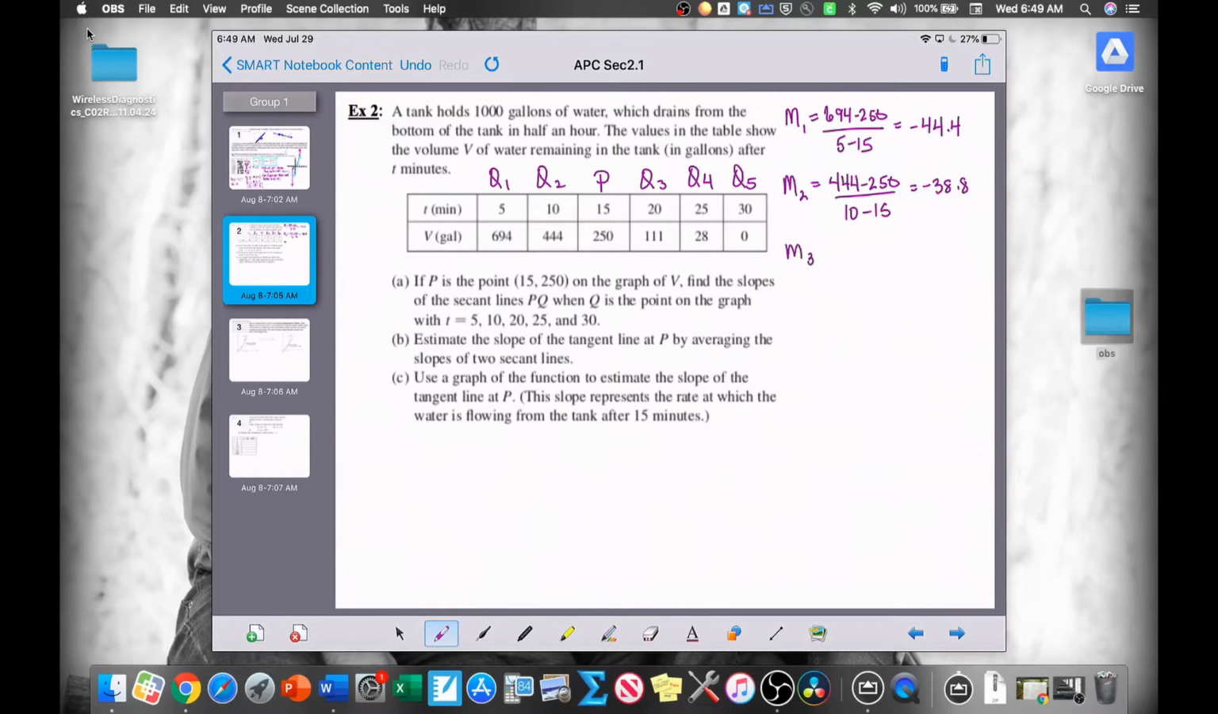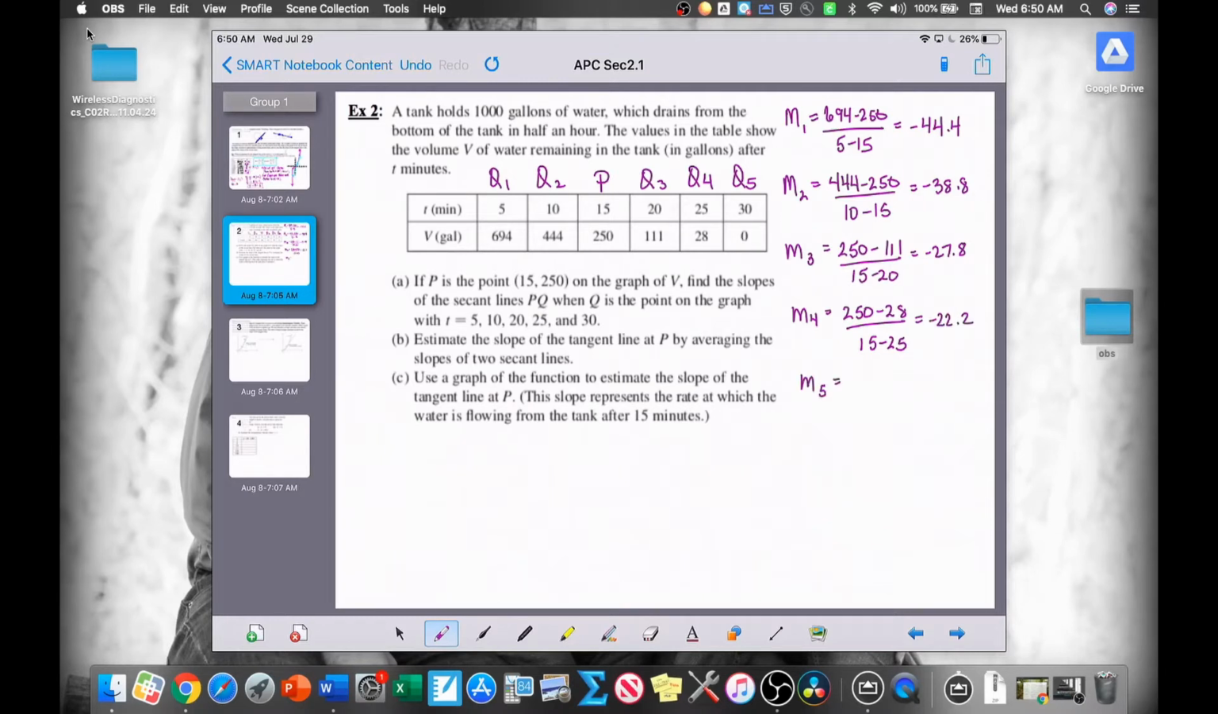Our M3, the slope between P and Q3, is going to be 250 minus 111 divided by 15 minus 20, which gives us a slope of negative 27.8. Our M4 will be the slope between P and Q4, which is 250 minus 28 divided by 15 minus 25. That slope is negative 22.2.